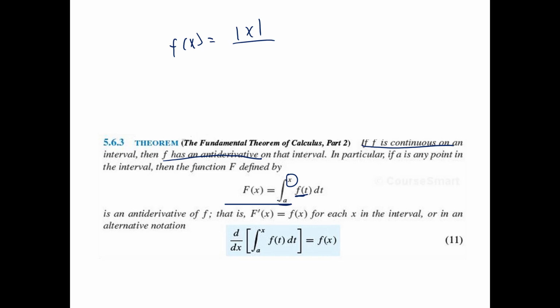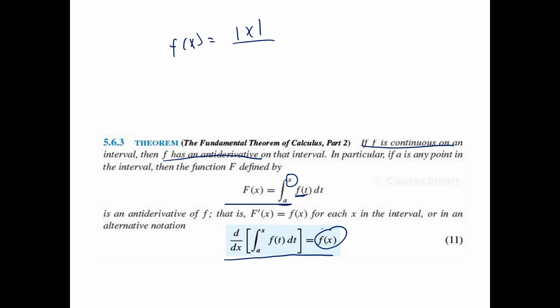Of f, that is f prime of x equals f of x for each x in the interval, or an alternative notation. Okay, so now we have derivatives and antiderivatives, and it should be intuitive to you that they're reverse processes, and this outlines that, this highlights that, right? This tells us that if we take the derivative of this function that we obtain by using the antiderivative, we end up right back where we started.